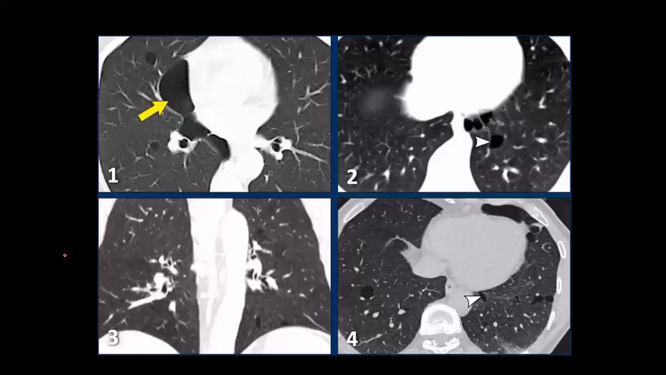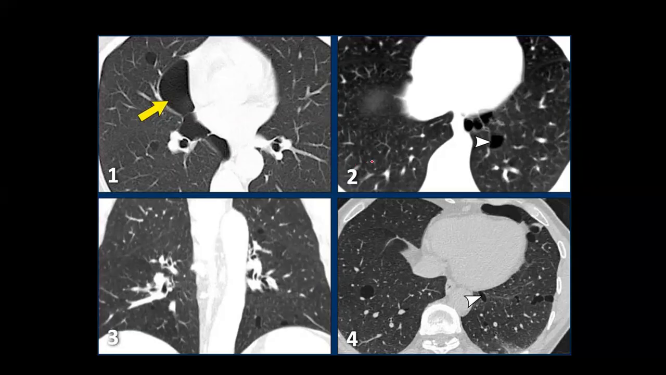Now here you can see that the cysts can be seen, and they are paramediastinal, right? And if paramediastinal cysts are being shown, they could mimic emphysema.